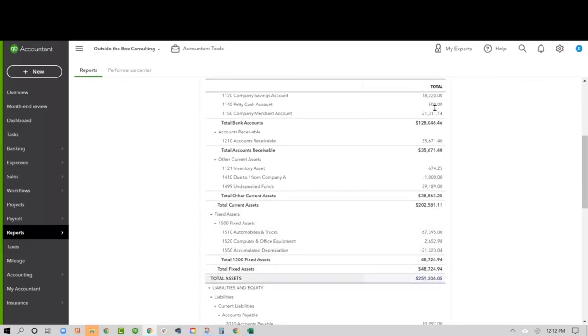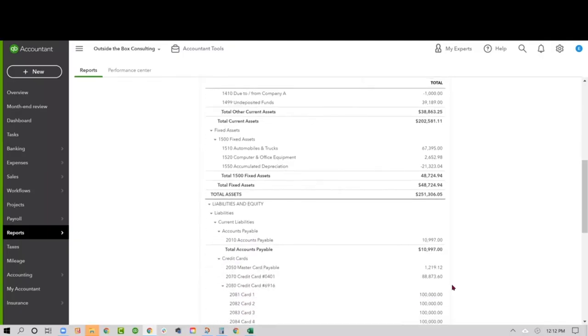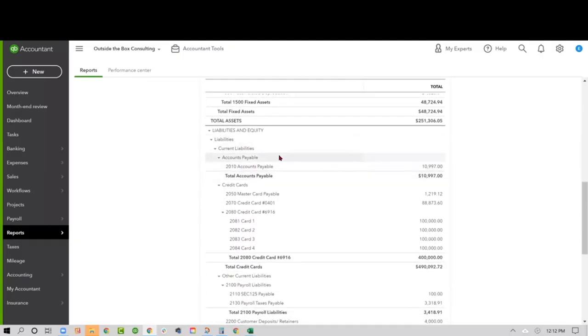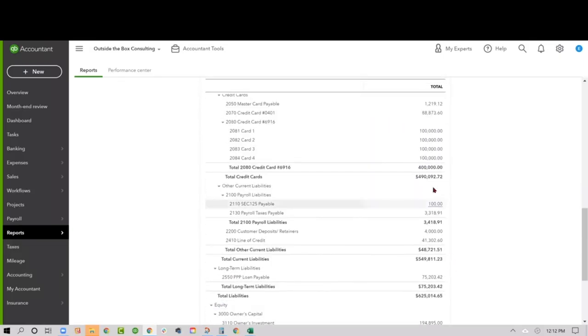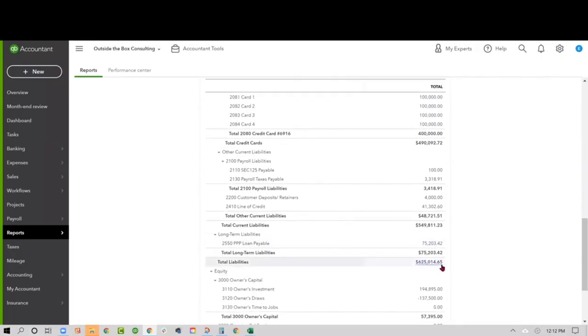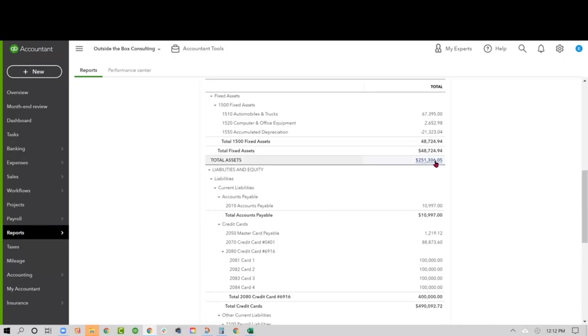So now if I added up all my cash, everything the company owns, they've got 251 grand in stuff they own, right? As soon as we get past the fixed assets, we start showing the debt, which is liabilities on the balance sheet. We got accounts payable, credit cards, other loans like the PPP loan, let's say. Total liabilities is 625. And if you think about it, this is more than what they own. So they have a lot of debt at this company, right?